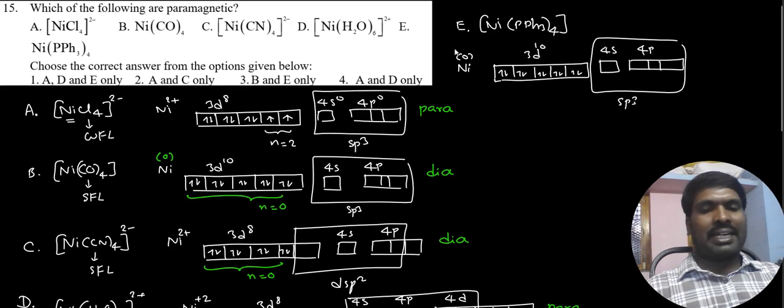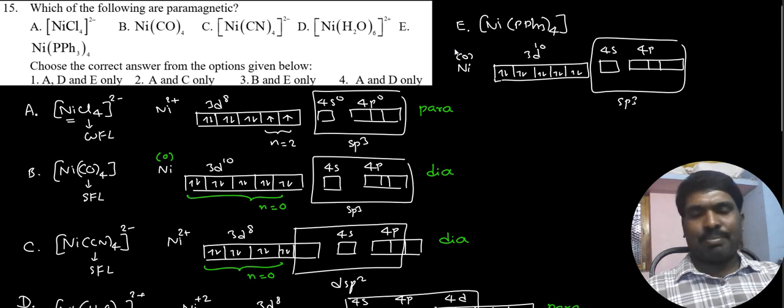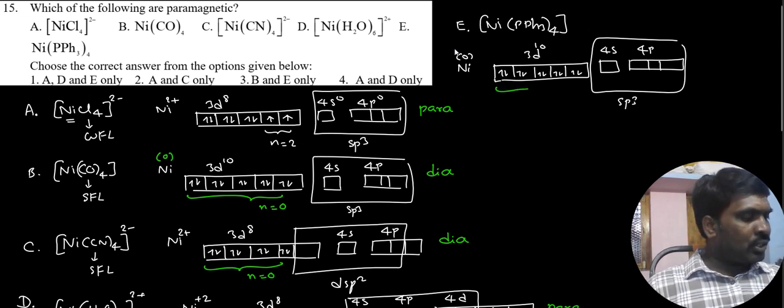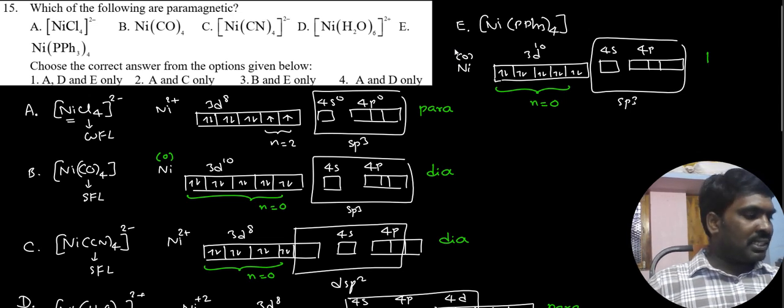Now coming to the last compound, Ni(PPh3)4, where triphenyl phosphine is the ligand. Here nickel is in 0 oxidation state, because triphenyl phosphine is a neutral ligand, so electrons are neither lost nor gained. So the s electrons and d electrons are all paired together in the 3d subshell. So no unpaired electrons, 0 unpaired electrons. It is also sp3 hybridization. Due to the absence of unpaired electrons, it is diamagnetic.